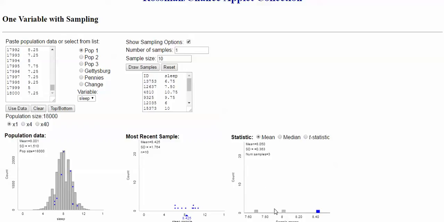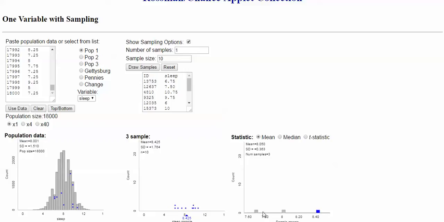Each sample mean that's calculated is shown as a block. So this was the mean of sample 1, this was the mean of sample 2, and this was the mean of sample 3. Also, when you click on another sample, it actually shows you the 10 people that were in that sample. So these were the 10 people from sample 1, these were the 10 people in sample 2, and these were the 10 people in sample 3.